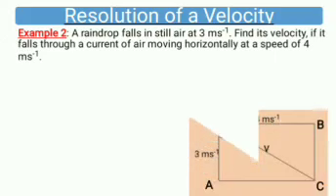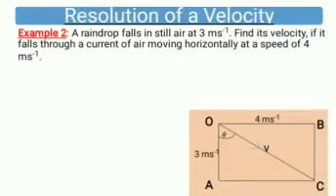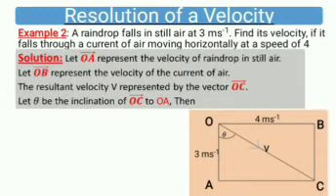So let's look at this diagram now. Let OA represent the velocity of the raindrop in still air. Then let OB represent the velocity of the current of air. Is that okay?